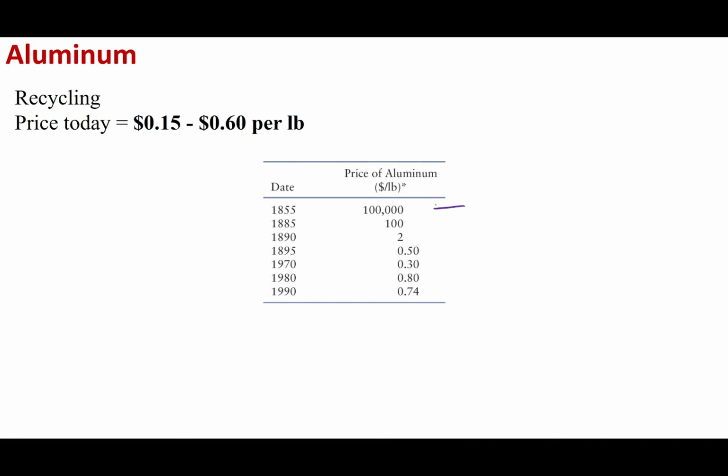You can see from this table that aluminum used to cost $100,000 per pound. Nowadays, aluminum costs about 15 to 60 cents per pound. That's because we've developed ideas and techniques to purify aluminum from its ores. The most cost-effective way actually to produce aluminum is recycling. It's about 90% cheaper to recycle aluminum than to actually extract it from your ores. So it's a good idea that you practice recycling of your aluminum products like cans and other objects.